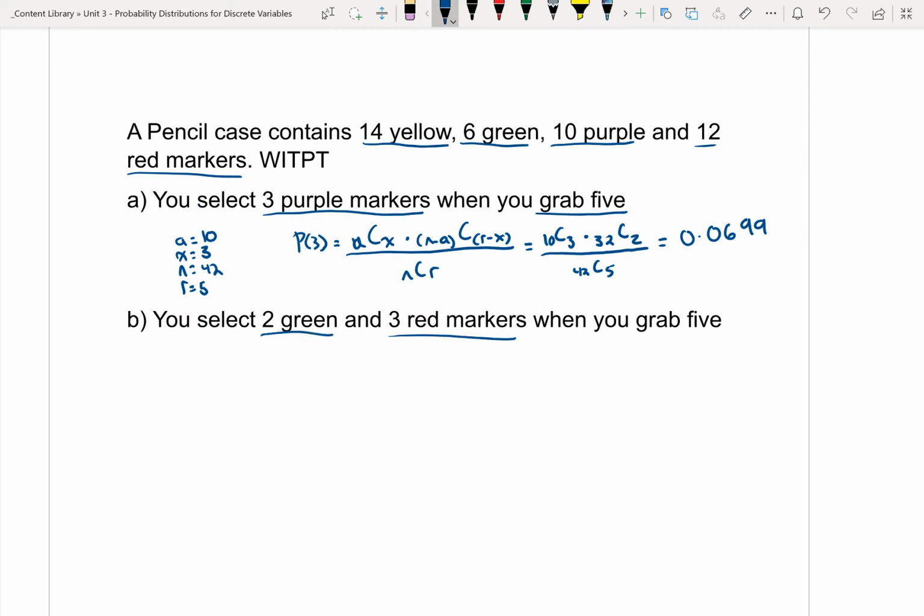B, what is the probability that we select 2 green and 3 red markers when we grab 5? So this one's going to be a little different because we're referring to 2 different things, or 2 different successes. So I can't really use the variables from before because I have multiple successes. However, I can use the same idea.